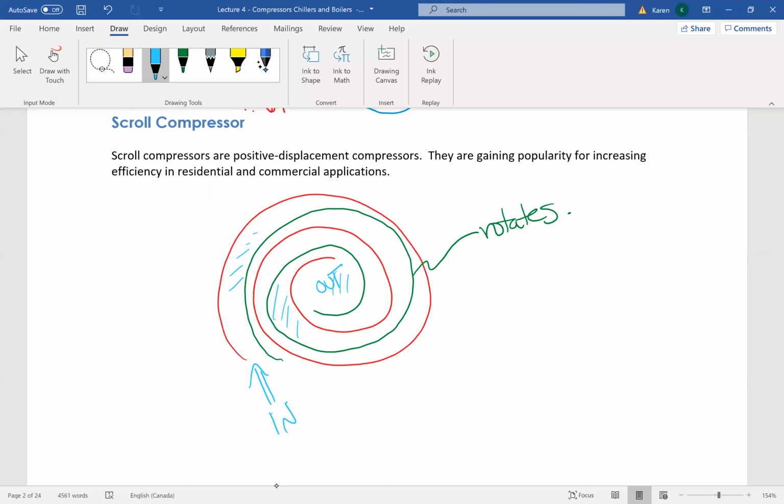So that's just a very quick summary, but all you need to know really about the types of compressors that are available in HVAC systems. And again, this is of great importance because there's a lot of energy savings available in compressors.